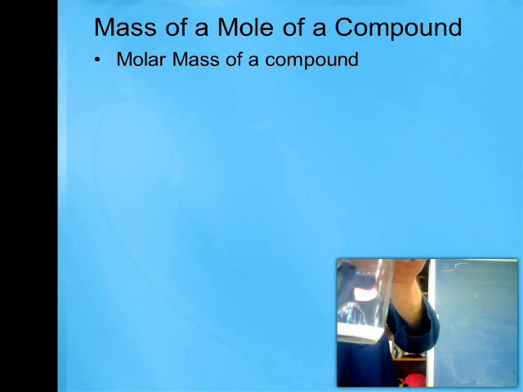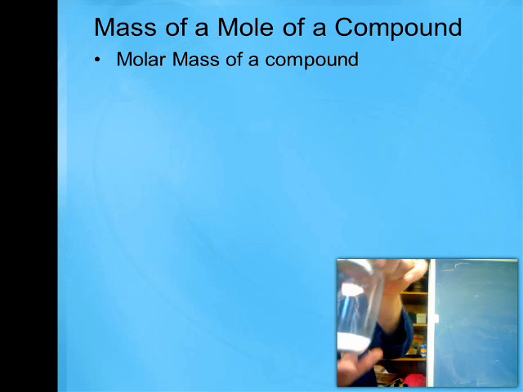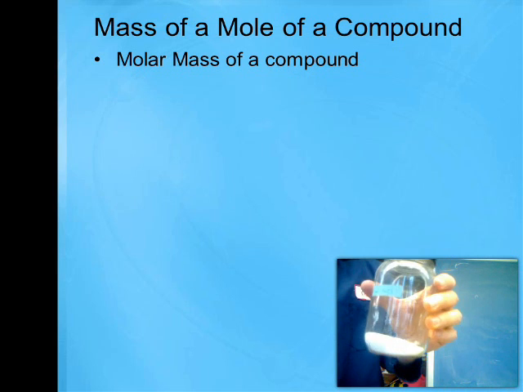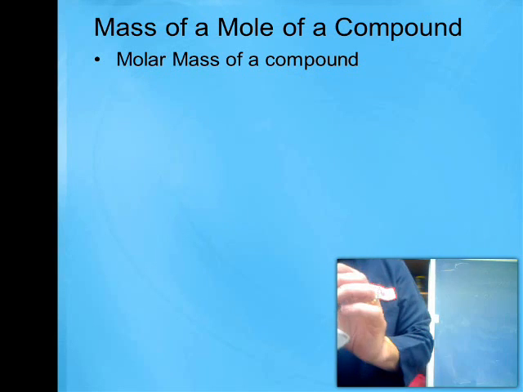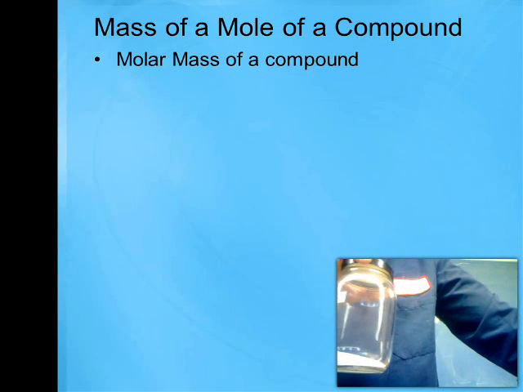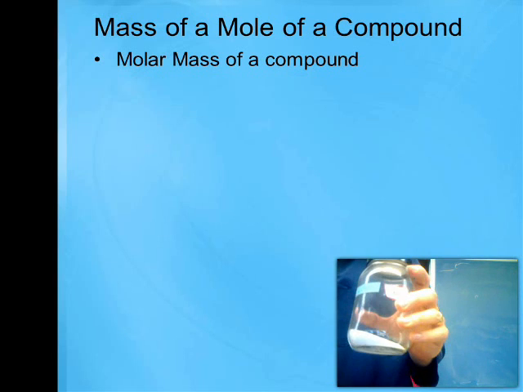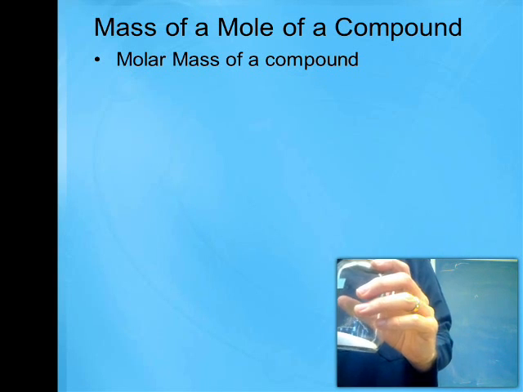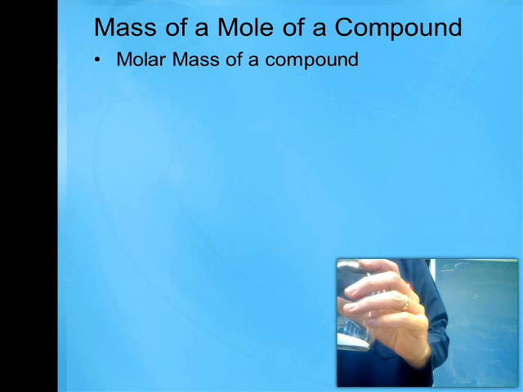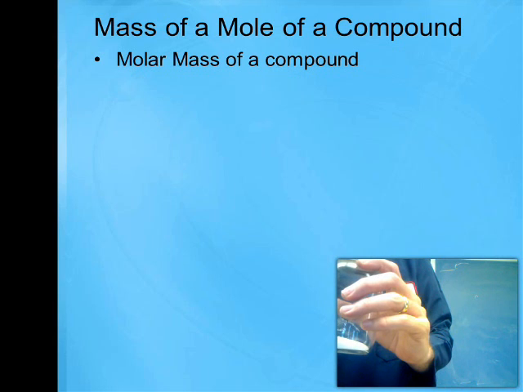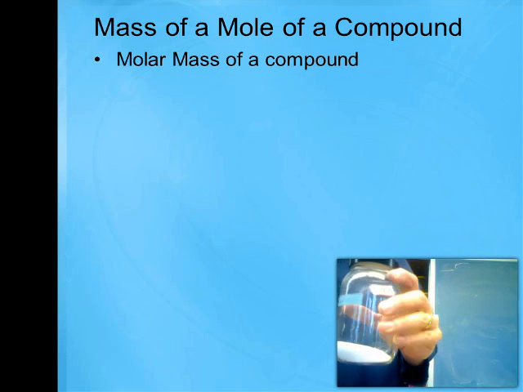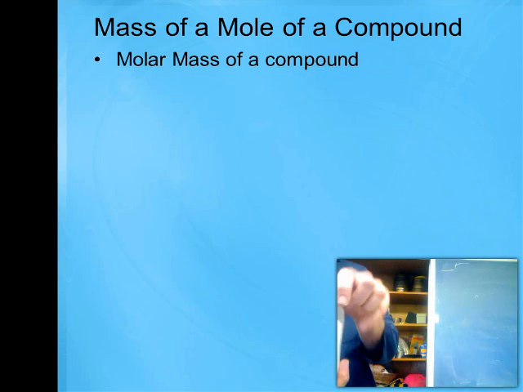This is table salt, sodium chloride, NaCl. 1 mole of sodium chloride is just the mass of sodium plus the mass of chlorine, and we add it up. So that's 23 grams for sodium, 35 grams for chlorine, and that comes out to be 58 grams for sodium chloride.